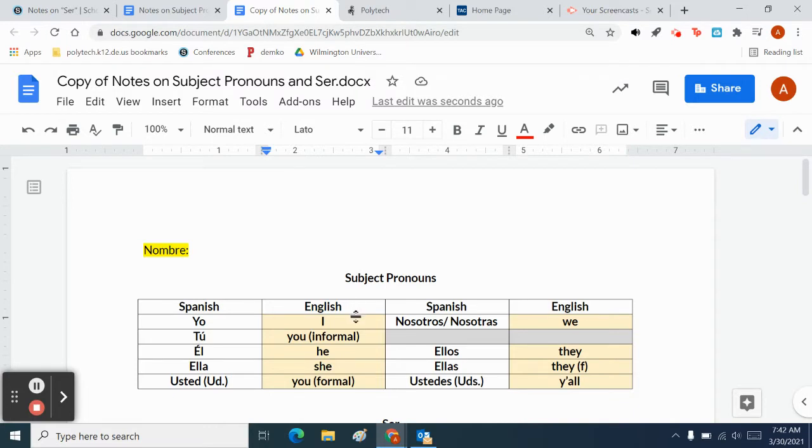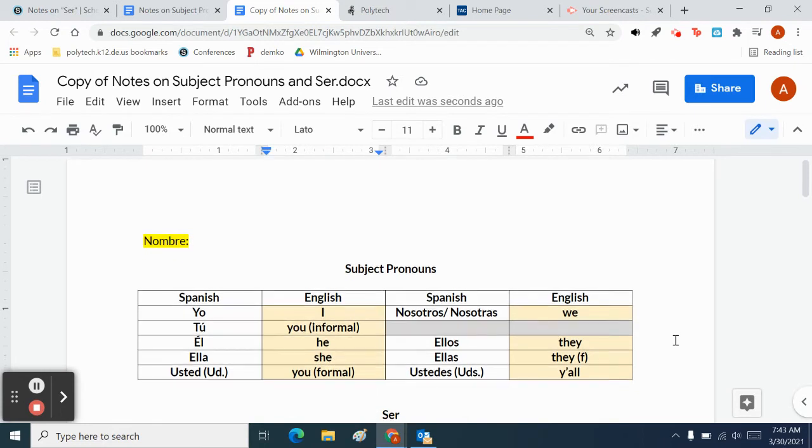So, our subject pronouns, yo is I, tú is you informal, él is he, ella is she, usted is you formal. Nosotros and nosotras are we. Ellos is they. Ellas is also they, but a group of females. And ustedes is y'all or you all, you guys, whatever you use. So again, pause this if you need to, and then play the video.